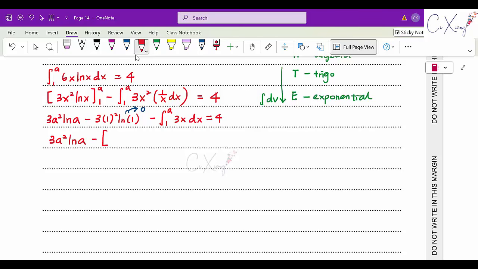Then minus, I integrate this part here. Integrate 3x, you will be having 3x squared over 2. And you need to substitute in the limit of a and also 1. It is equals to 4. Okay, so we just need to further simplify it and rephrase the answer, then basically we'll get the value. So I'm substituting value a squared minus 1 squared equals to 4, then 3a squared ln a.